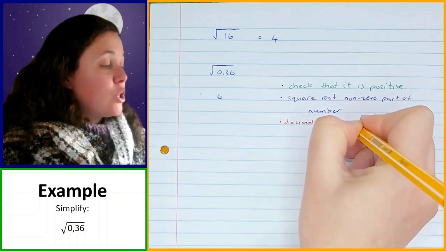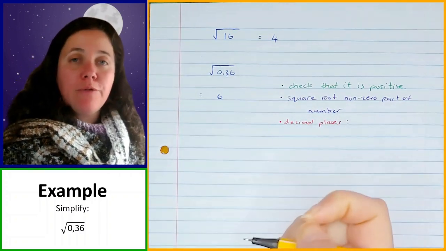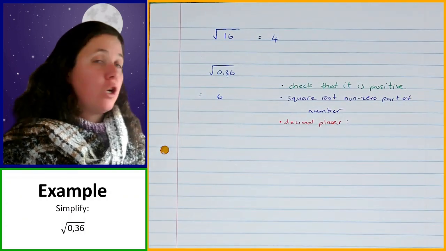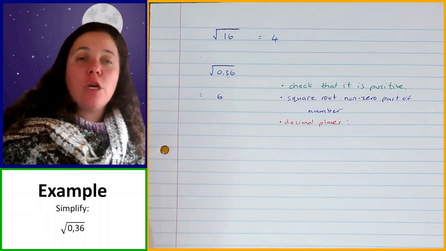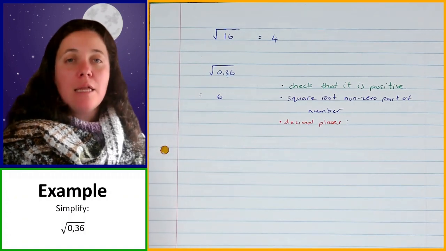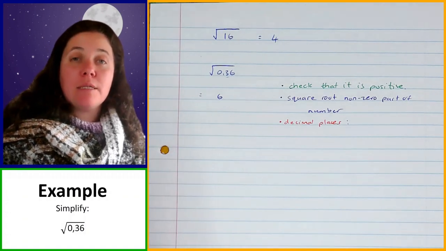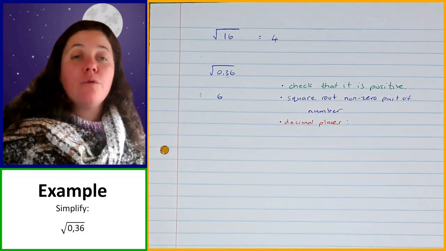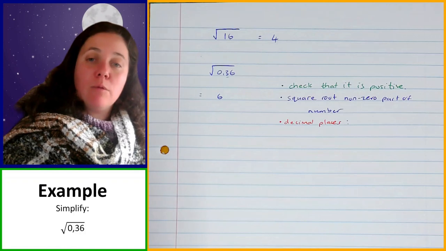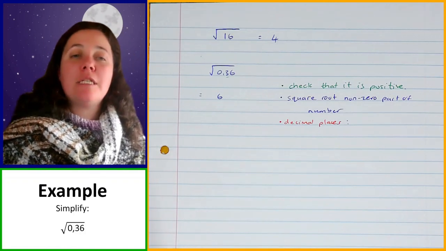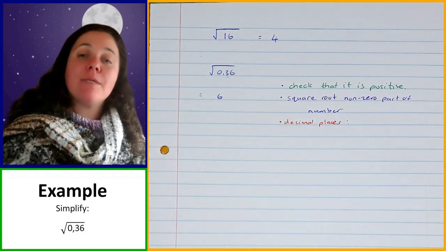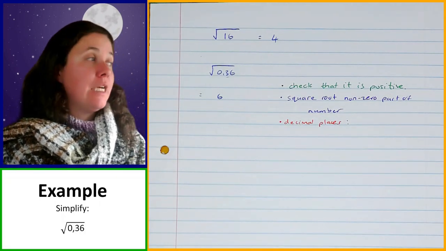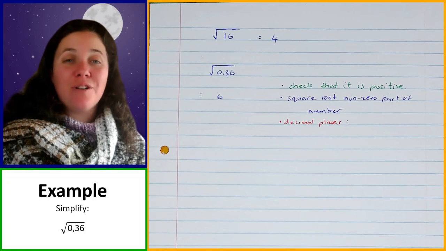Okay, now when we were squaring, we doubled the number of decimal places, because when you square, remember, you are multiplying whatever you're squaring by itself. So if you have one decimal place, when you square it you end up with two decimal places. If you have two decimal places, you end up with four, because you have two decimal places times two decimal places. If you have three, you end up with six, because you have three decimal places times three decimal places. We always add the total number of decimal places together to get the decimal places in our final answer.